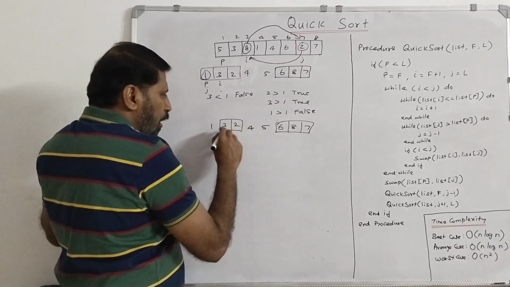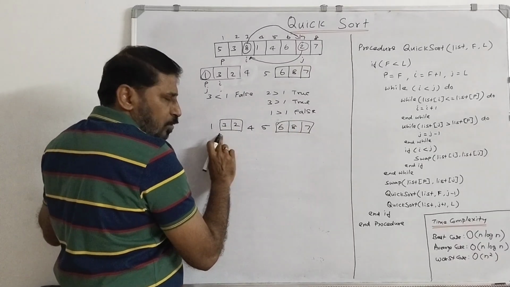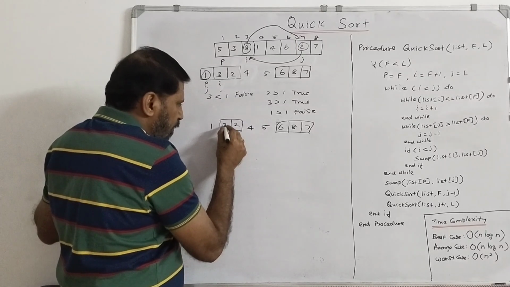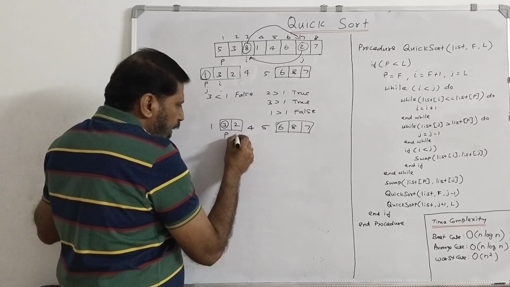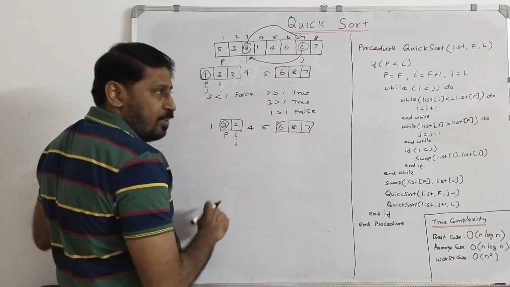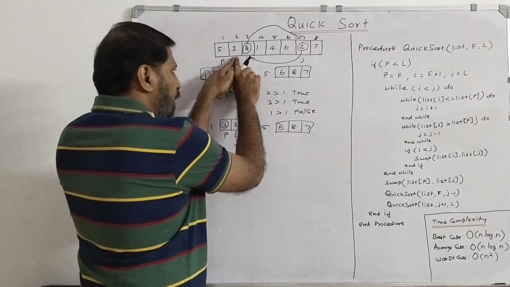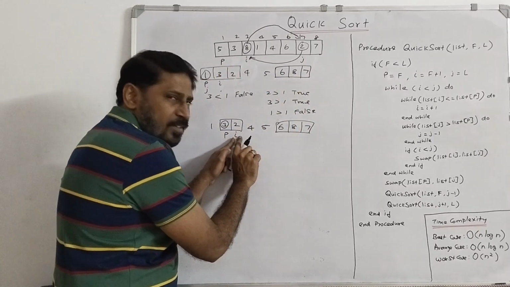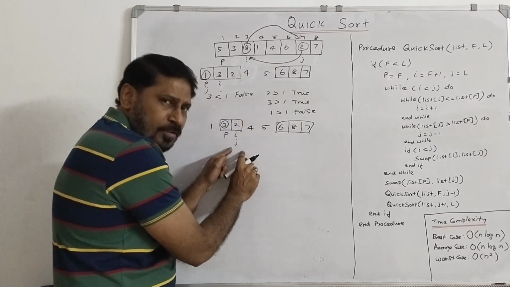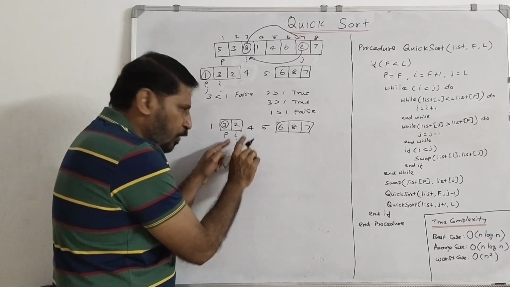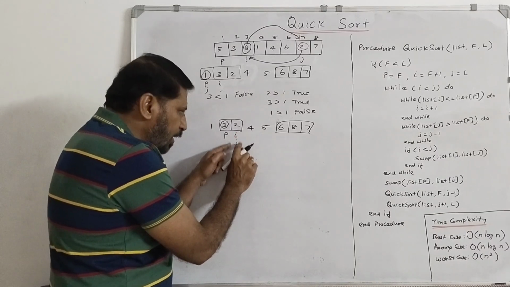Okay. So now the next step is we want to sort this one. P is 3, the pivot. I is 2. What is J? J is also 2. Because the first number is the pivot, the second number is I, and the last number is J. In this case, the second number is I and the last number is also the same number. So I and J take the same value.